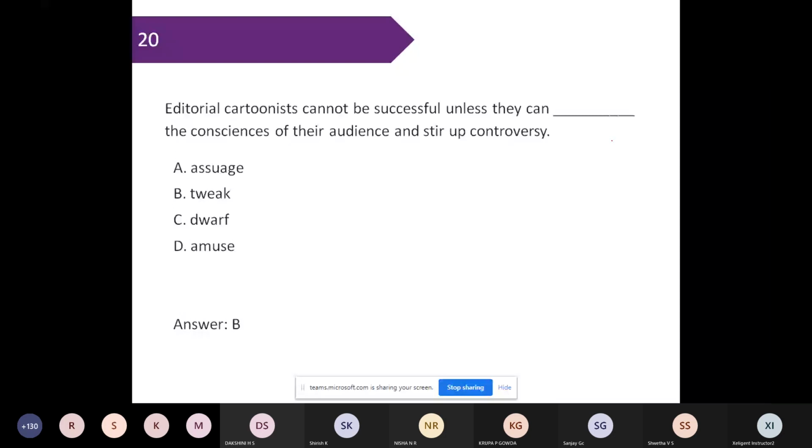And why not amuse? Why not amuse is because we already have the word stir up. Stir up here means provoking, or again it is like amusing only. So why do we want to repeat another similar word with amuse here? That's why we're going for tweak. They need to twist the conscience of their audience, that is the emotion of their audience, and stir up controversy. So the correct answer is B.